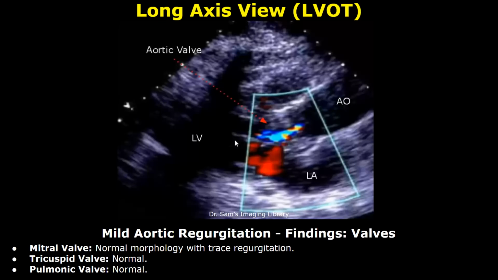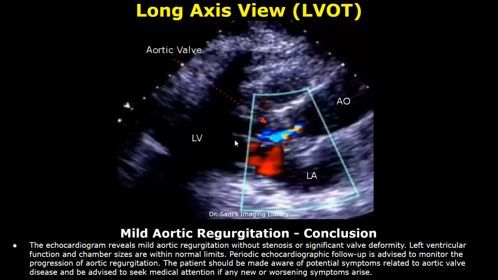In the mitral valve, normal morphology with trace regurgitation is seen. The tricuspid and pulmonic valves are normal. Here is the conclusion. The echocardiogram reveals mild aortic regurgitation without stenosis or significant valve deformity.